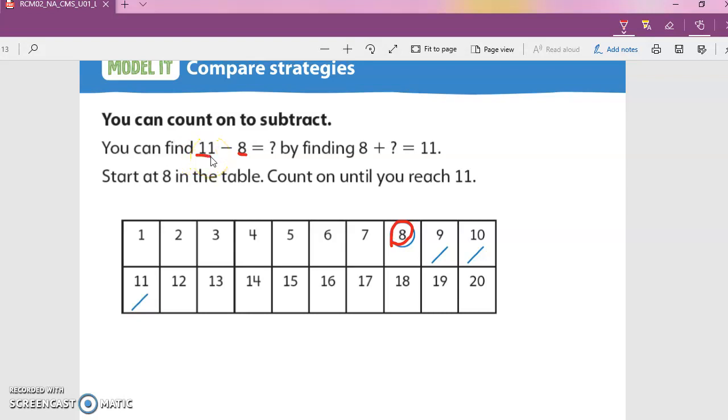Let's try that and see how many fingers we're holding up. So we're saying 8, and then 9 is our first finger up. 10, 11. I got to this number, so I stop counting. I look at how many fingers I'm holding up. How many fingers are you holding up? You should only be holding up 3 fingers. Okay.